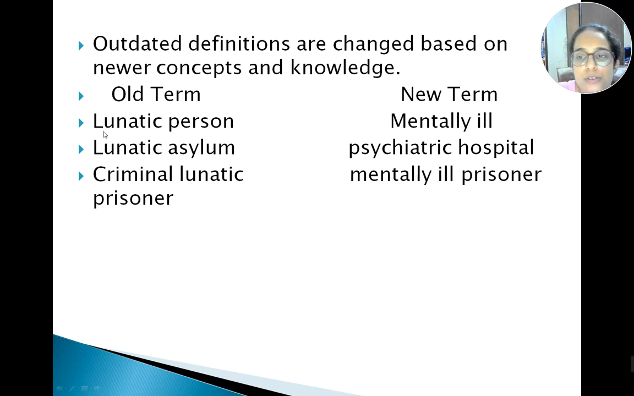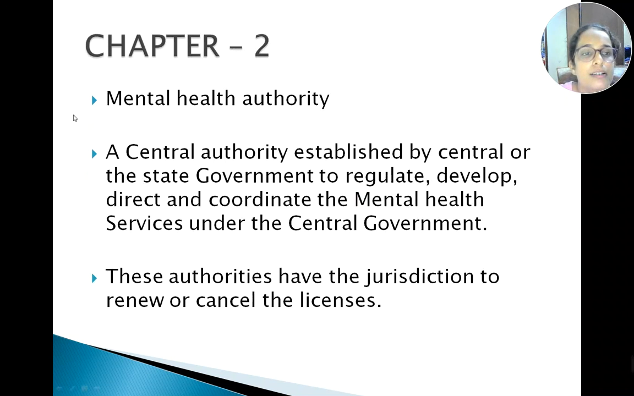First is lunatic person, but now we can't call any mentally ill person a lunatic person. Now we say mentally ill person. Next is lunatic asylums, but now we are not calling hospitals asylums, we are calling them psychiatric hospitals. Criminal lunatic prisoners are now called mentally ill prisoners. Here we are completing the first chapter and all the definitions.